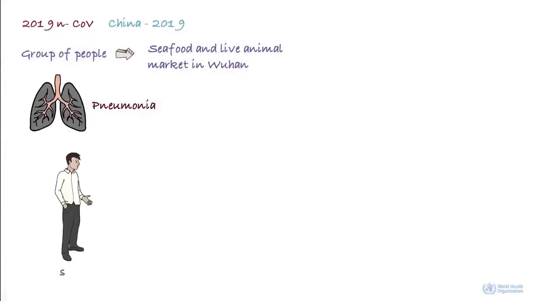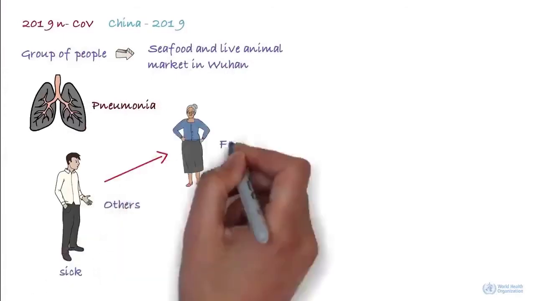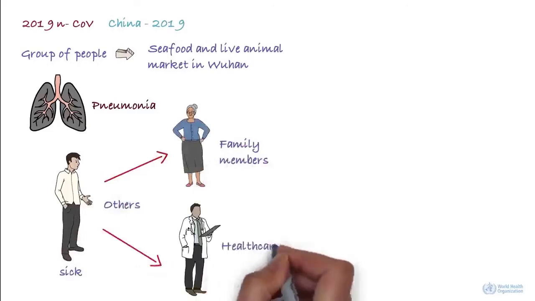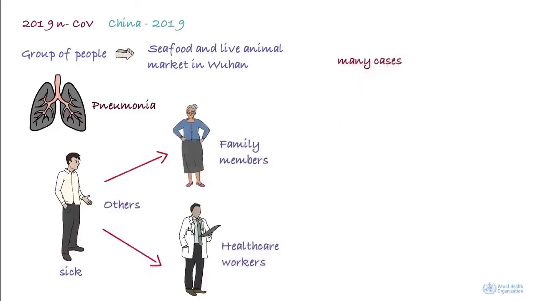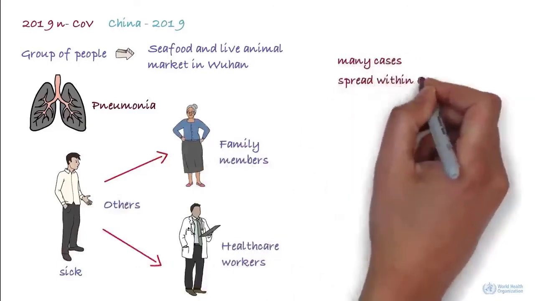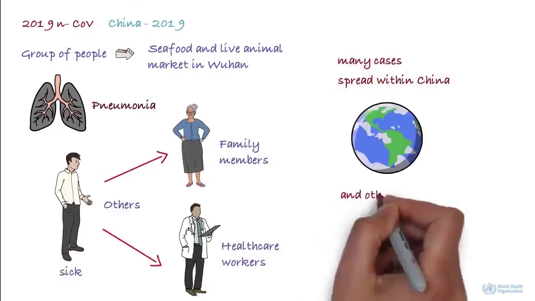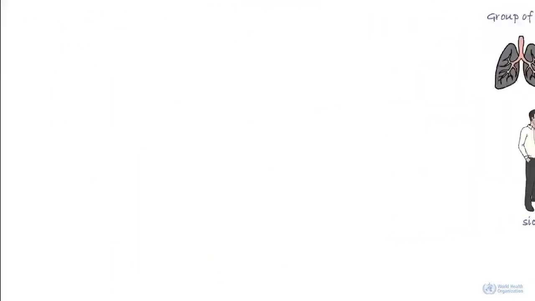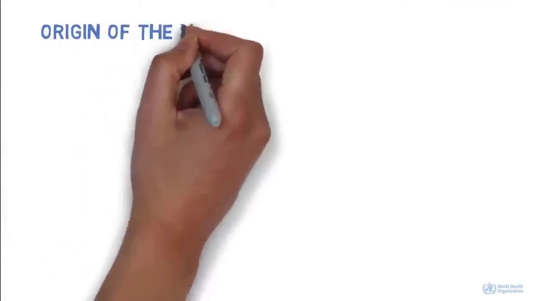The disease has since spread from those who were sick to others, including family members and healthcare staff. There are many cases at present, and the disease has spread within China and also to a number of other countries. So, where did the virus come from?